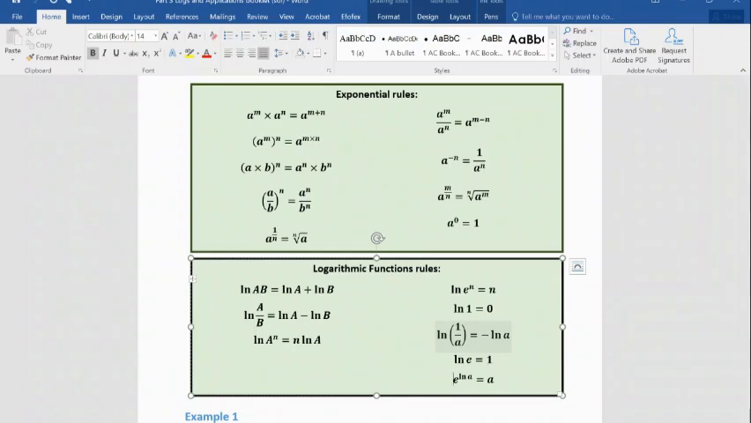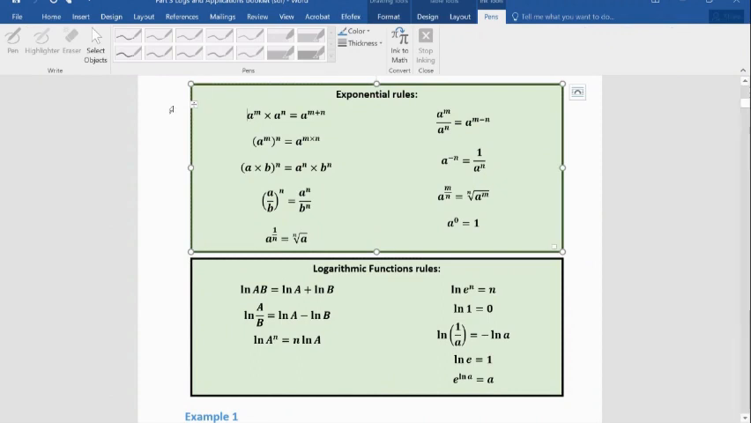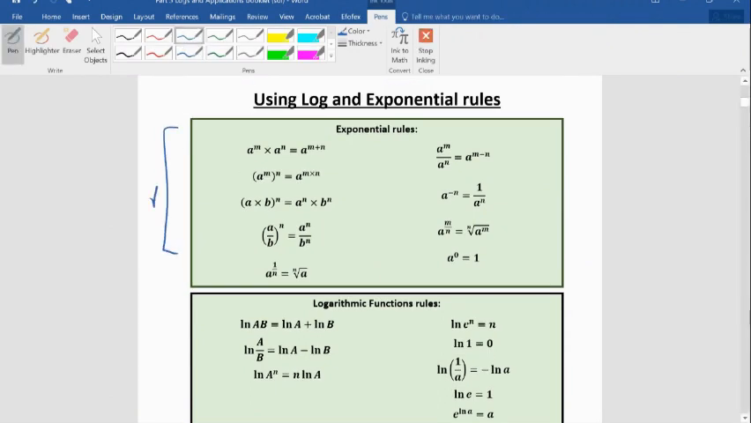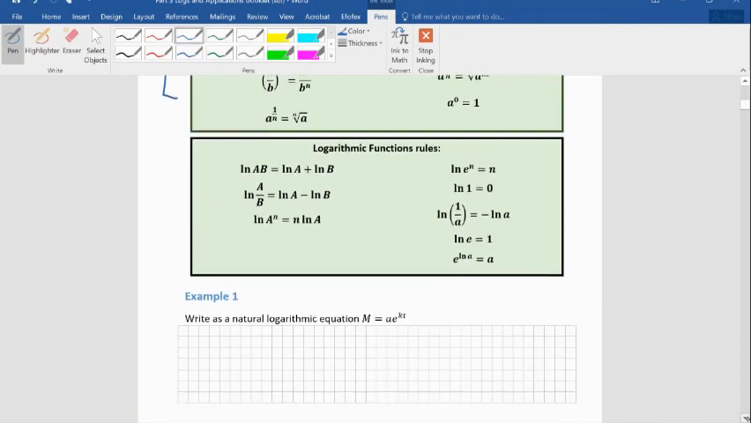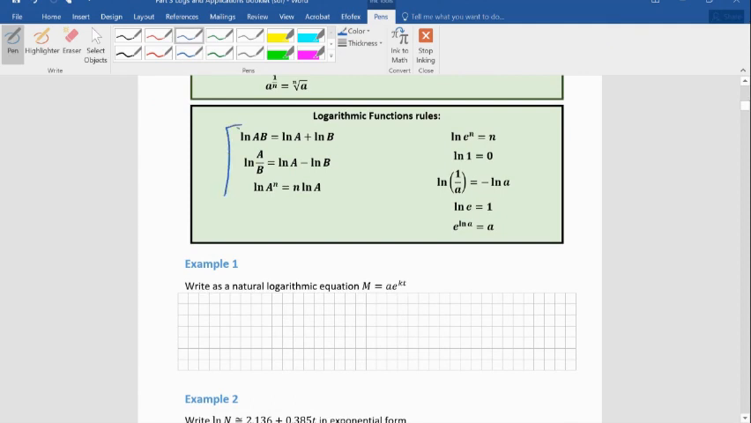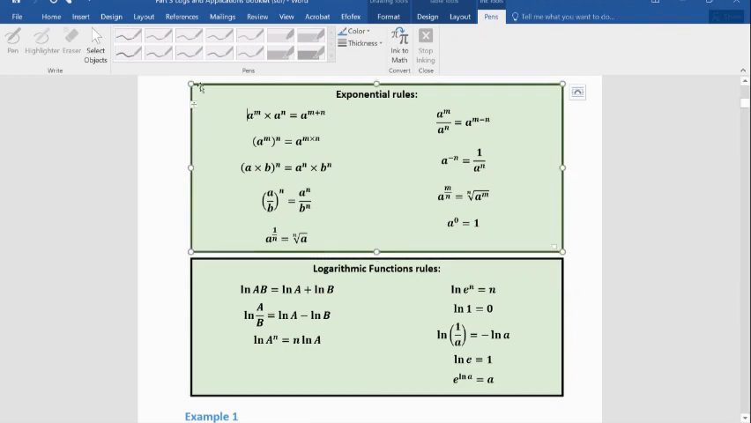In this first video, we're going to be looking at how to use exponential and logarithmic rules to solve algebraically for a few equations. This is the first part of your booklet. Before we do anything else, I think the first thing we should be doing is looking at our rules here.